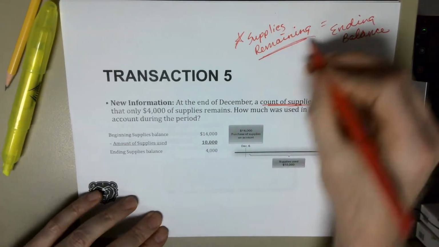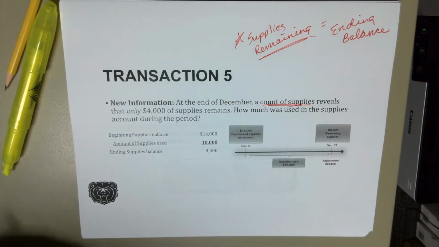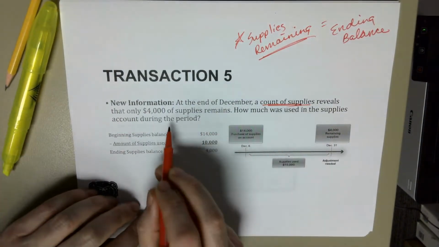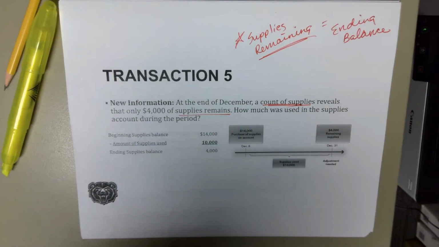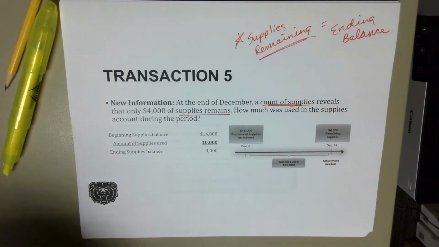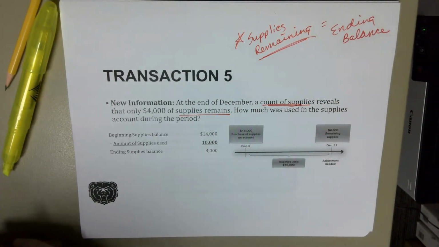When you see remaining, it probably means you're going to have to do some math, but it also means that it is your ending balance. Okay, so the account of supplies reveals that you have $4,000 of supplies remaining. How much was used in the supplies account during the period? Well, it's pretty simple math. Anybody that told you that you have to be good at math to be an accountant is wrong. This is simple addition and subtraction.